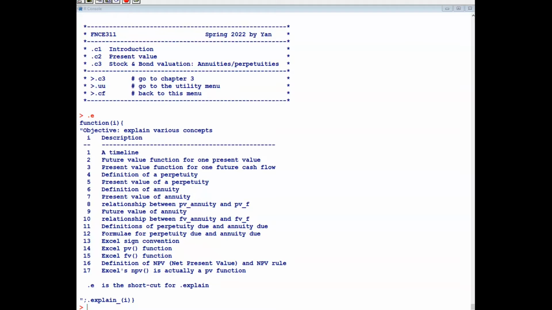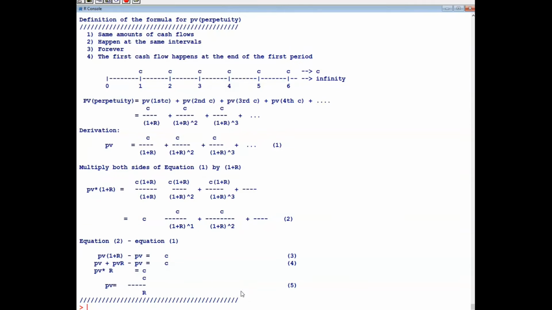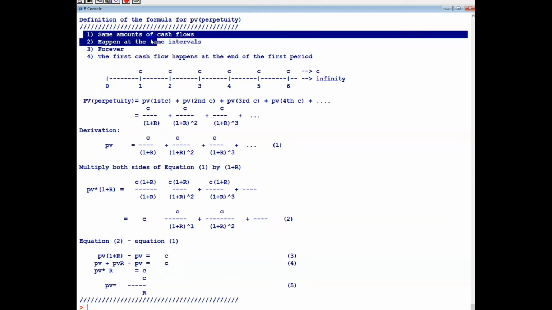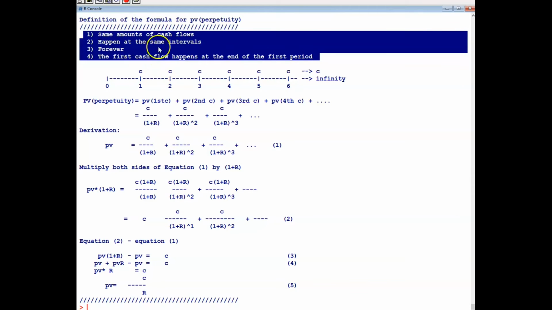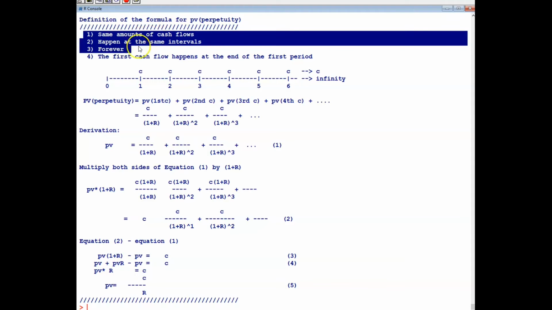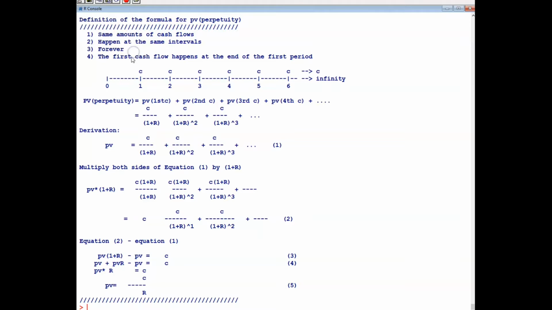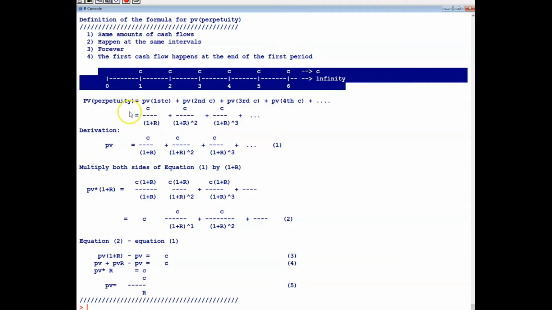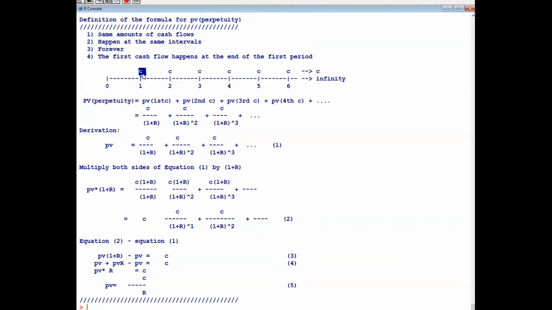Topic number 2, derivation of present value of perpetuity. This is number 5, .e number 5. I just mentioned for the definition of perpetuity, we have 3 conditions: same cash flow at same interval forever. Now we add another condition. The first cash flow happens at the end of the first period.